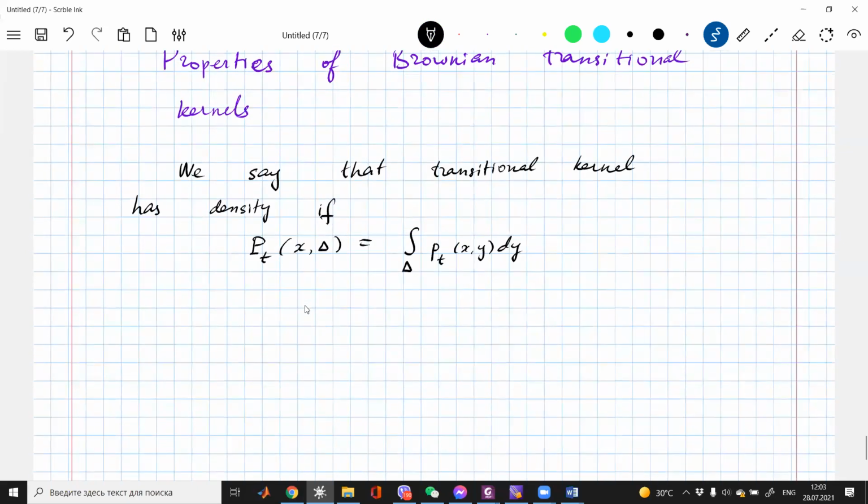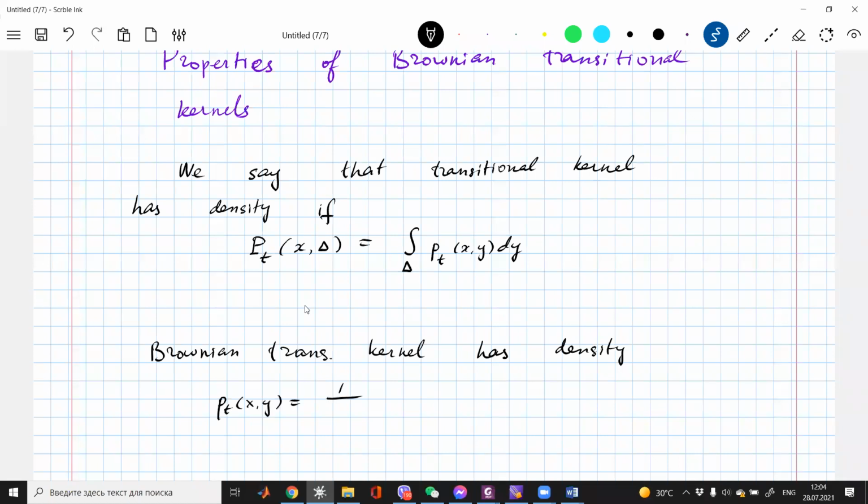And the Brownian transitional probability, the transitional kernel, has density. We can write it p_t(x, y). So this is just a Gaussian density with variance t and mean x.